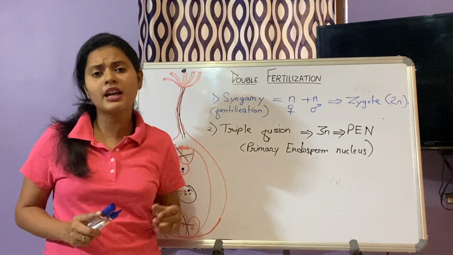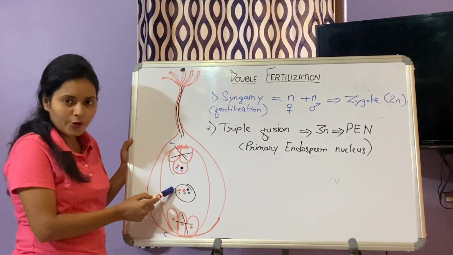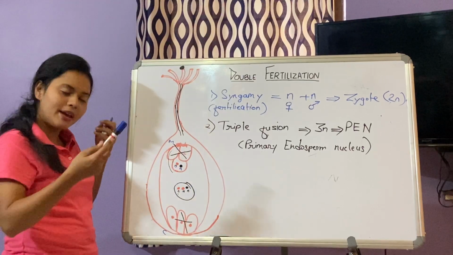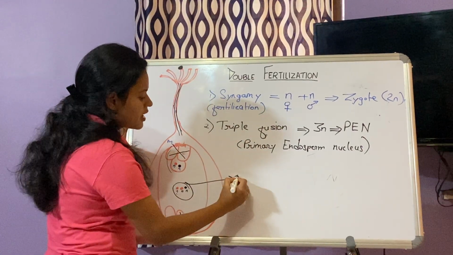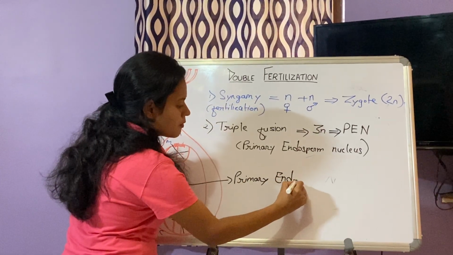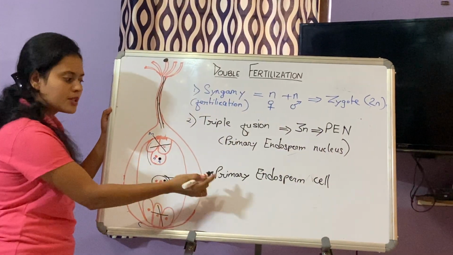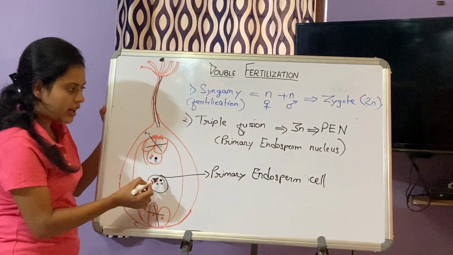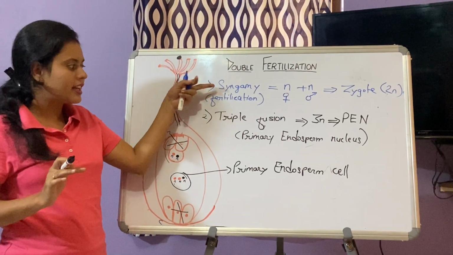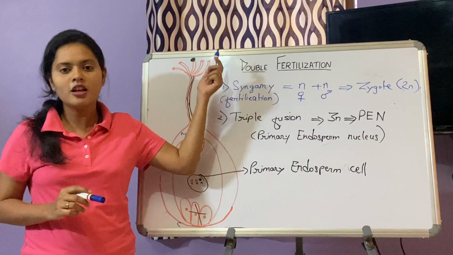One more thing I'll tell you here. This triploid primary endosperm nucleus is formed in the central cell. So the central cell becomes the primary endosperm cell and its nucleus becomes the primary endosperm nucleus. That's it. You remember this. So syngamy and triple fusion, 2 fusions, take place at a time. That's why the process is known as double fertilization.